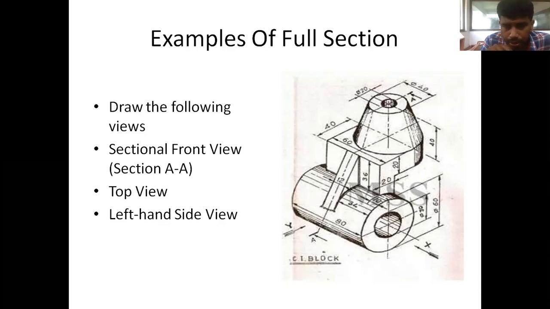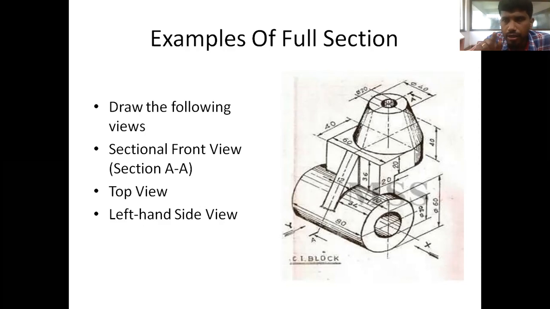In this first example, we have to draw the sectional front view. Once it is cut at the middle through AA, the AA will be the cutting plane. So in the sectional front view, how do you remove that portion, and how does it look once you take out the part on the other side? He is asking for only the top view and left hand side view, so we'll be drawing all these views.